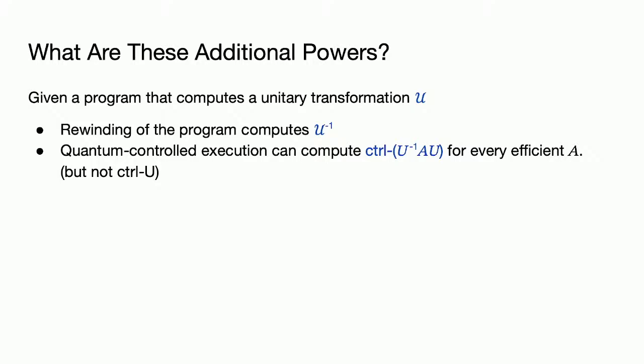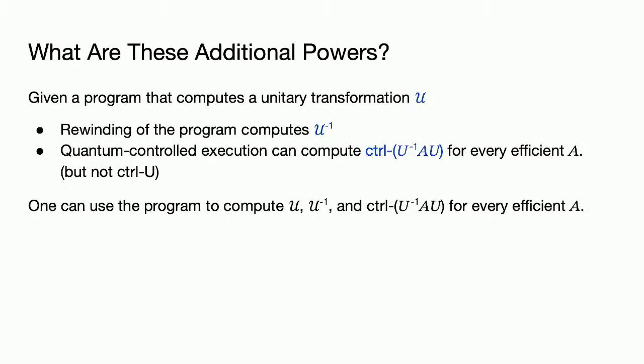One might wonder why we cannot simply apply quantum controlled execution of the program to directly compute controlled U. A short answer is that in a quantum controlled execution, the control qubit might become entangled with the auxiliary quantum state of the program. And so this would prevent you from computing controlled U in some cases. But we can show that this issue can always be avoided if the controlled execution contains both a forward execution and a rewinding execution of the program, which corresponds to controlled U inverse A U here. So with access to the program, one can always compute U inverse, and controlled U inverse A U for every efficient A.